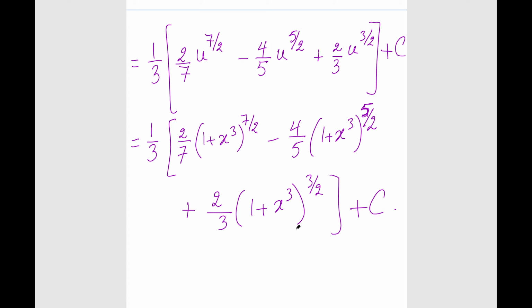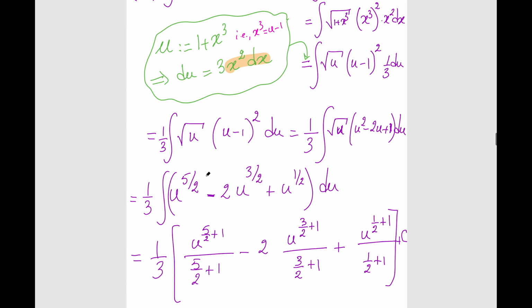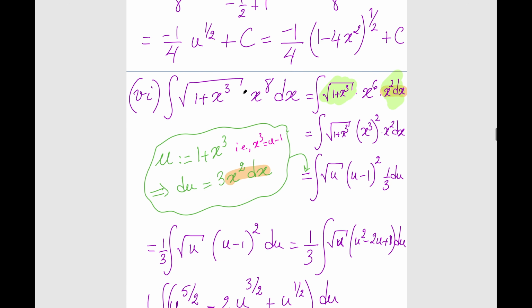Very good. So if you would like to differentiate this to check your work, you should get this as an integrand.